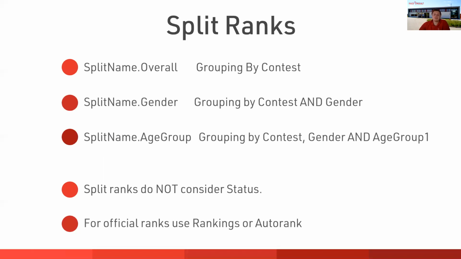For the split ranks, it's important for you to know that they do not consider status. So for official ranks, if you use the status field for official ranks, please use the dedicated rankings, or use the auto rank if you only publish lists. If you publish lists and certificates, I personally prefer rankings because then you can be sure that people have the same rank on the certificate and the output list. But of course, if you do everything correct, the auto rank gives you much more flexibility with output lists and still will provide the same ranking.